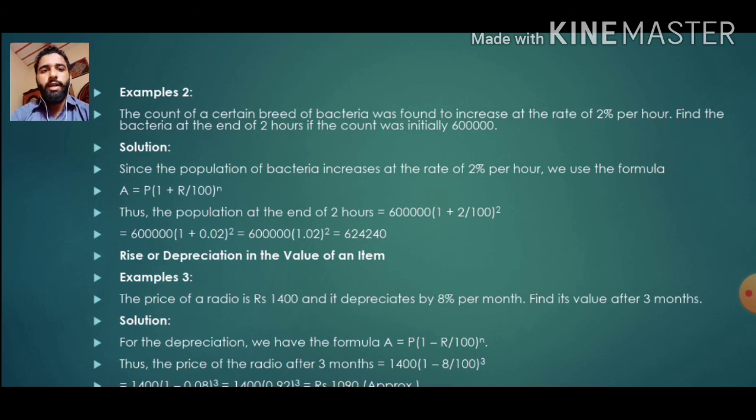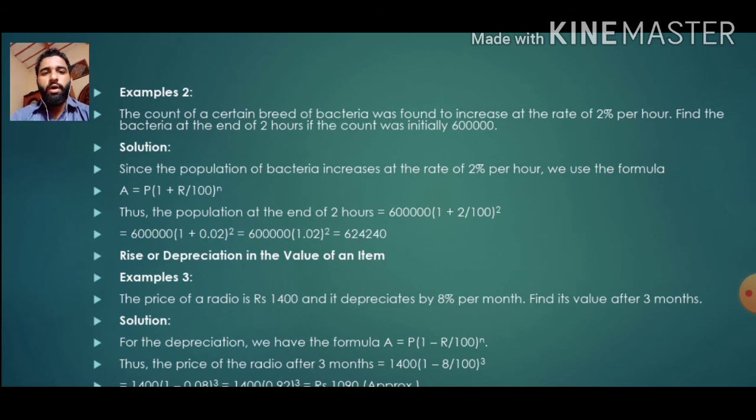Thus the population at the end of 2 hours is 60,000(1 + 2/100) squared, which is 60,000(1 + 0.02) squared, which is 60,000 multiplied by 1.02 squared, equal to 62,424.